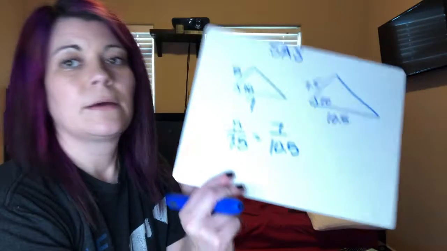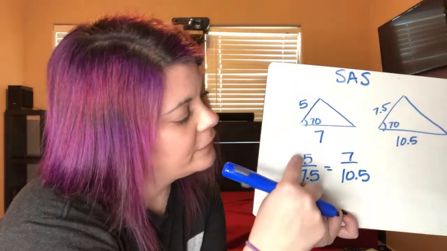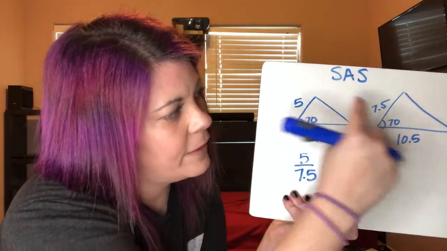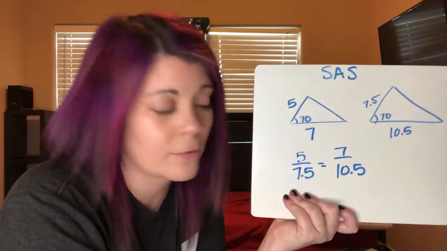So in this case, if I put 5 over 7.5, it should equal 7 over 10.5 because those sides have to be in proportion for it to be similar. So 5 over 7.5, because those are corresponding sides, is equal to 7 over 10.5 since those are corresponding sides.